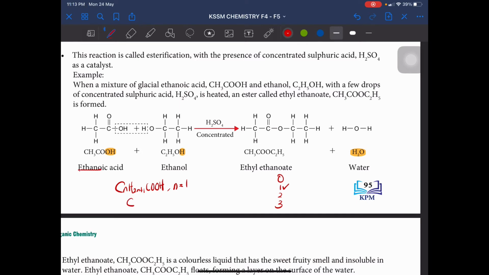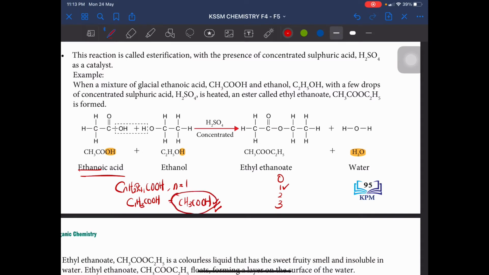So C1, H: 2 times 1 is 2, 2 plus 1 is 3, COOH. So we write it as CH3COOH, cuka, ethanoic acid, acetic acid, nama dia. Okay, so this is the formula, the molecular formula.